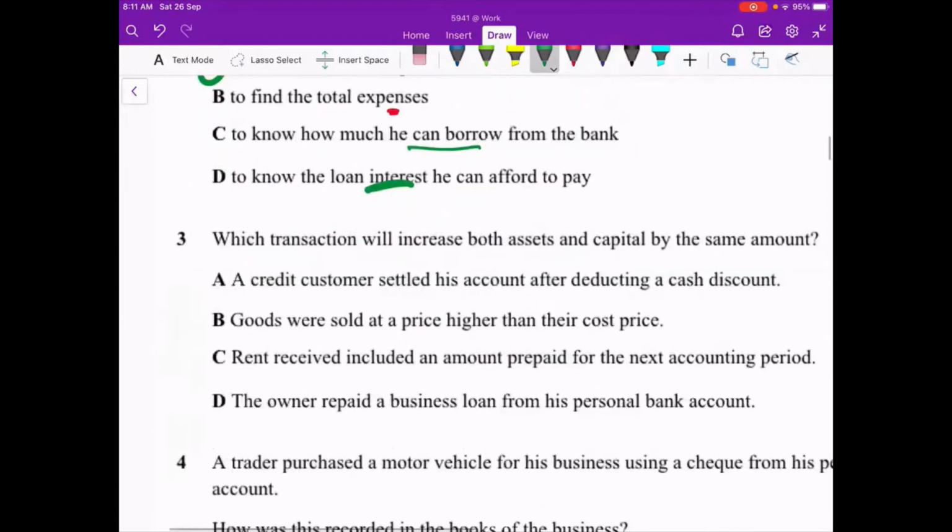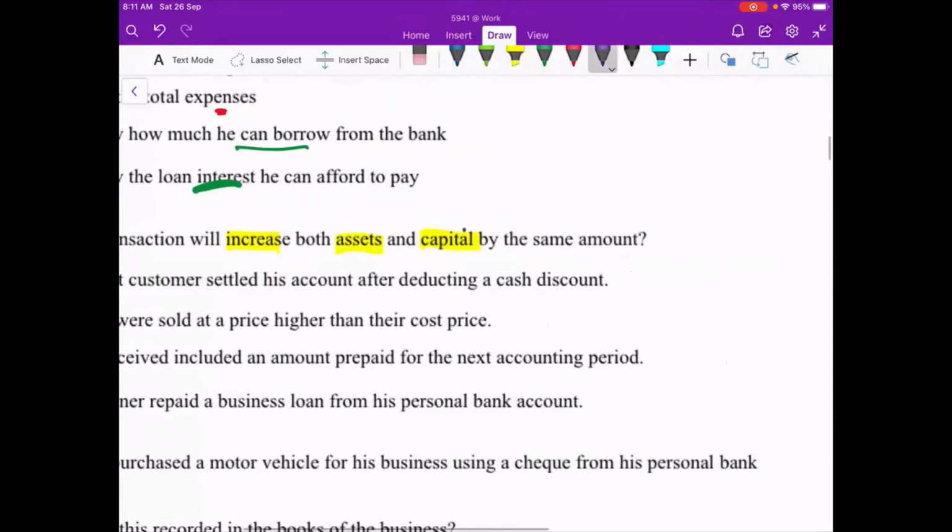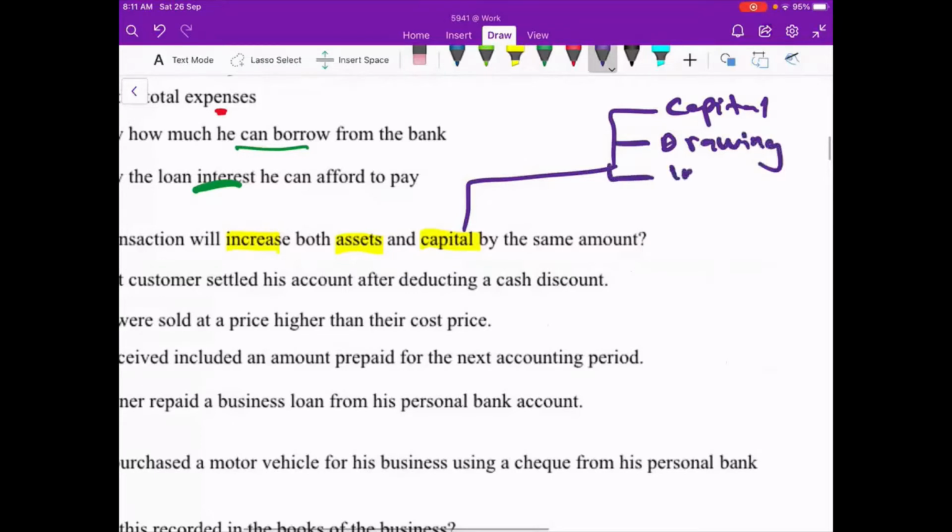Okay, now we see question number 3. Which transaction will increase both asset and capital? Just remember, inside the capital we have 4 things. First one, capital itself. Second one, drawings are included inside the capital also. And then the income, any income from the business will be included in the capital or owner's equity. Last one will be the expenses, which are also included in the capital.